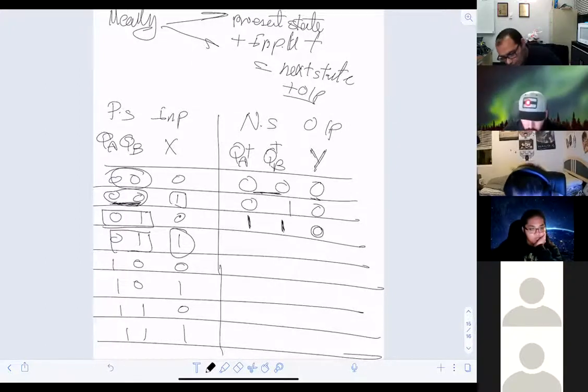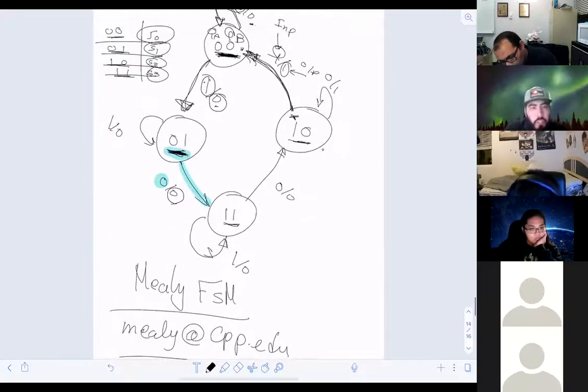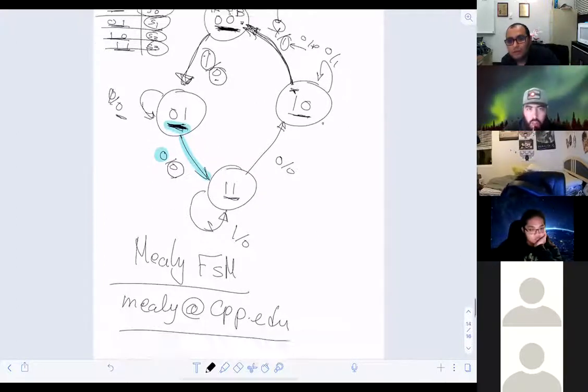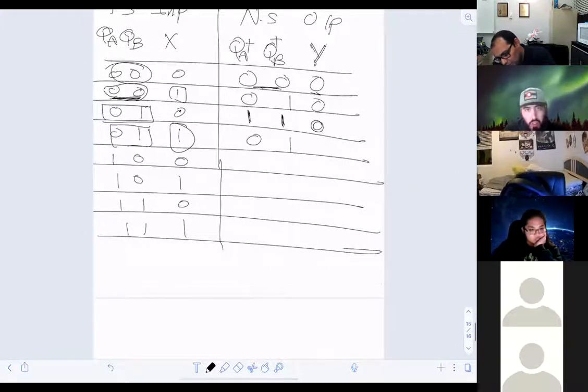Now, 0, 1, but my X is 1. I need to see what this is. 0, 1, but my X is 1. Oh, good. It's going to itself, and the output is 0. So that means it's going to be 0, 1, and the output is going to be 0.